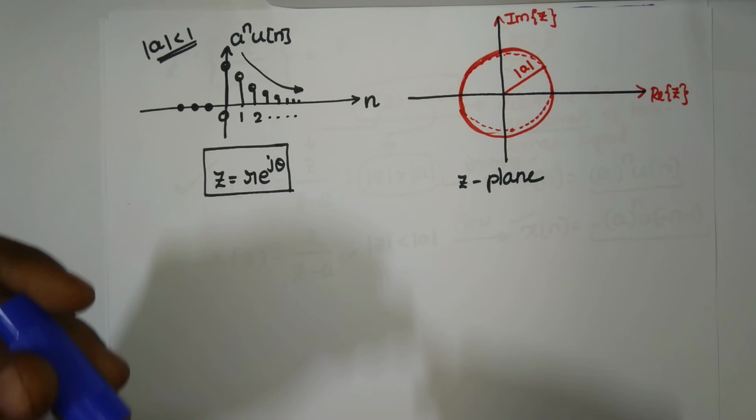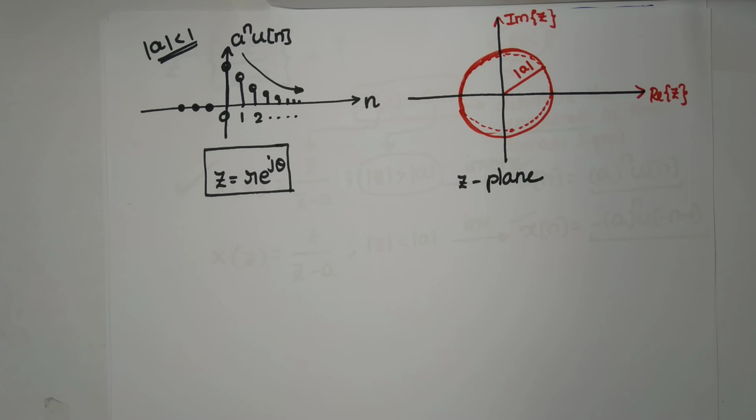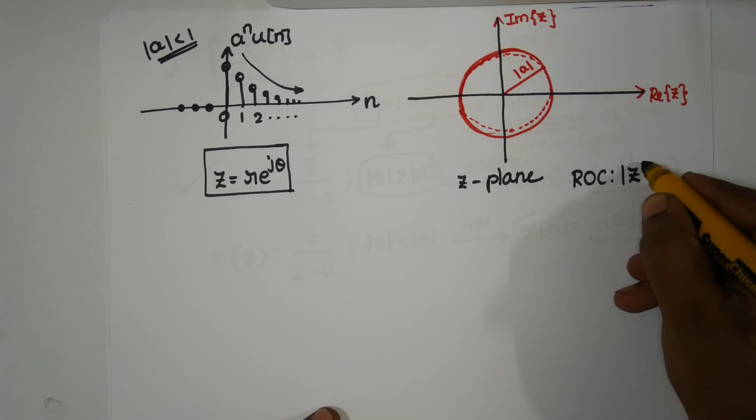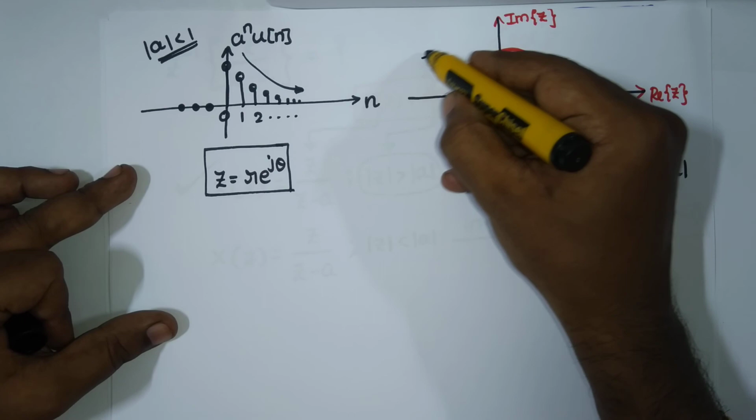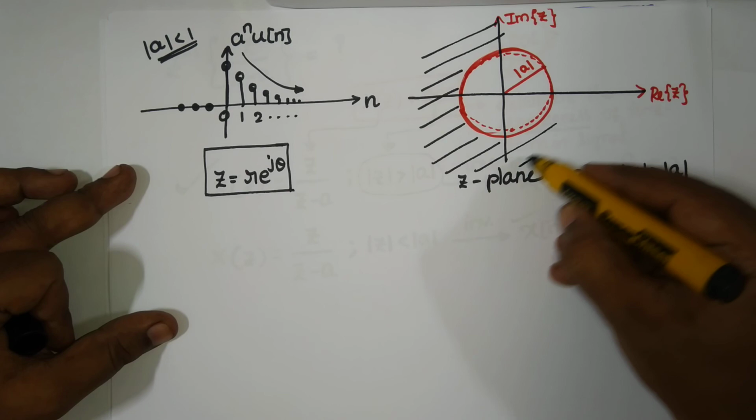As we have a causal sequence, the ROC must be the exterior of a circle with some radius a. In this case, we have a pole. This, of course, is a pole. This a is a pole. So now this is the ROC, so I go beyond. Now I cannot choose a z value.